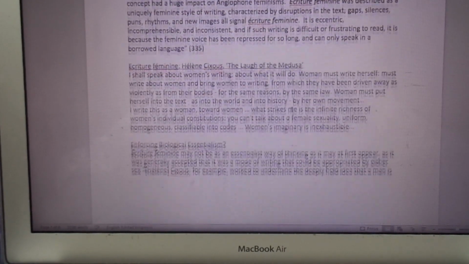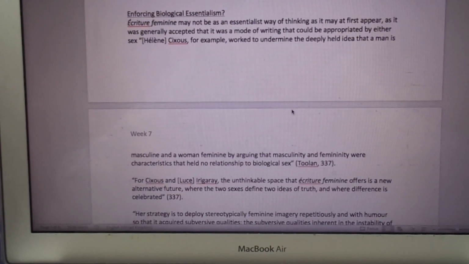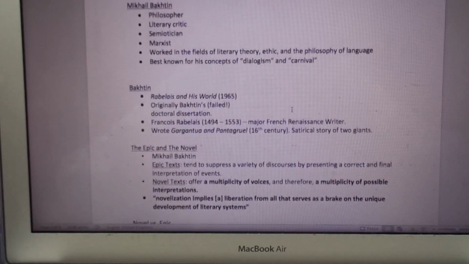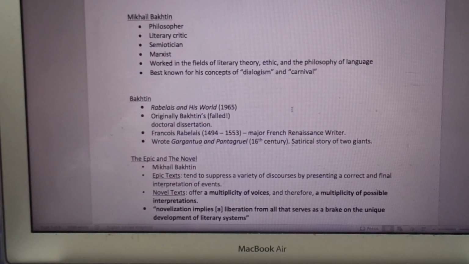I'm just going to go down a little bit. These are pretty much quotes. And then as you can see here, as we moved on to the people, I literally just did this in bullet points because it was easy and simple, and it just made sense to do it this way. So this person, Mick Backton, I'm sorry if I'm saying that wrong, was a philosopher, a literary critic, semiotician, I don't know what that is, a Marxist, worked in the fields of literary theory, ethics and philosophy of language, best known for his concepts of dialogism and carnival.